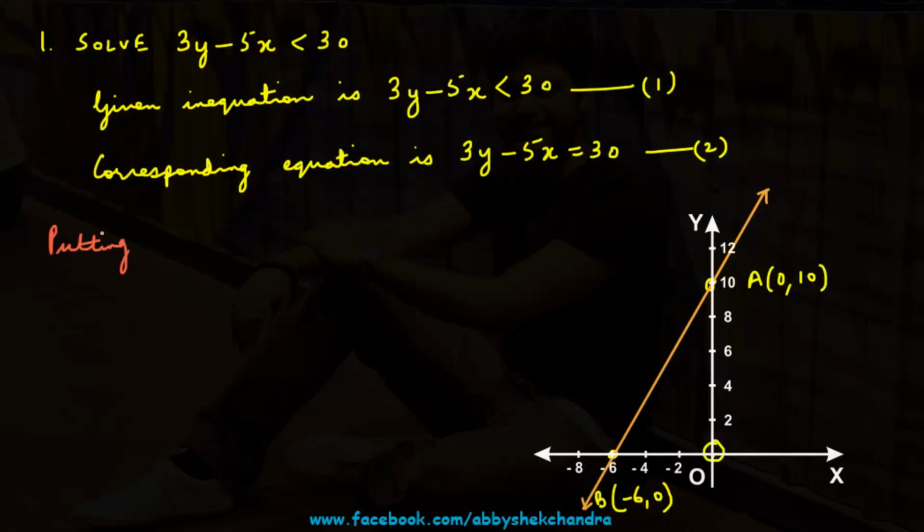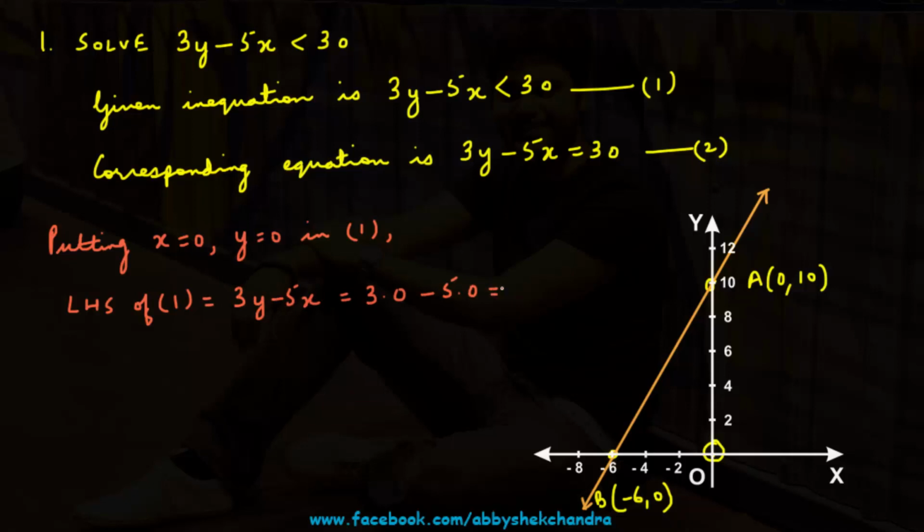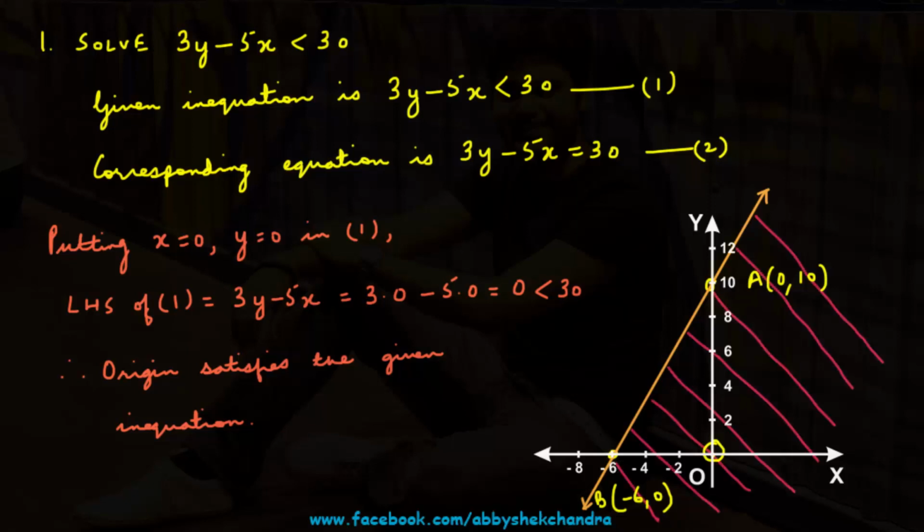Putting x equal to 0, y equal to 0 in 1, the left hand side of 1 is equal to 3y minus 5x, equal to 3 times 0 minus 5 times 0, equal to 0, which is less than 30. Therefore, the origin satisfies the given inequation. This implies that the side of the line containing the origin is the solution region. So the solution region is this shaded region.